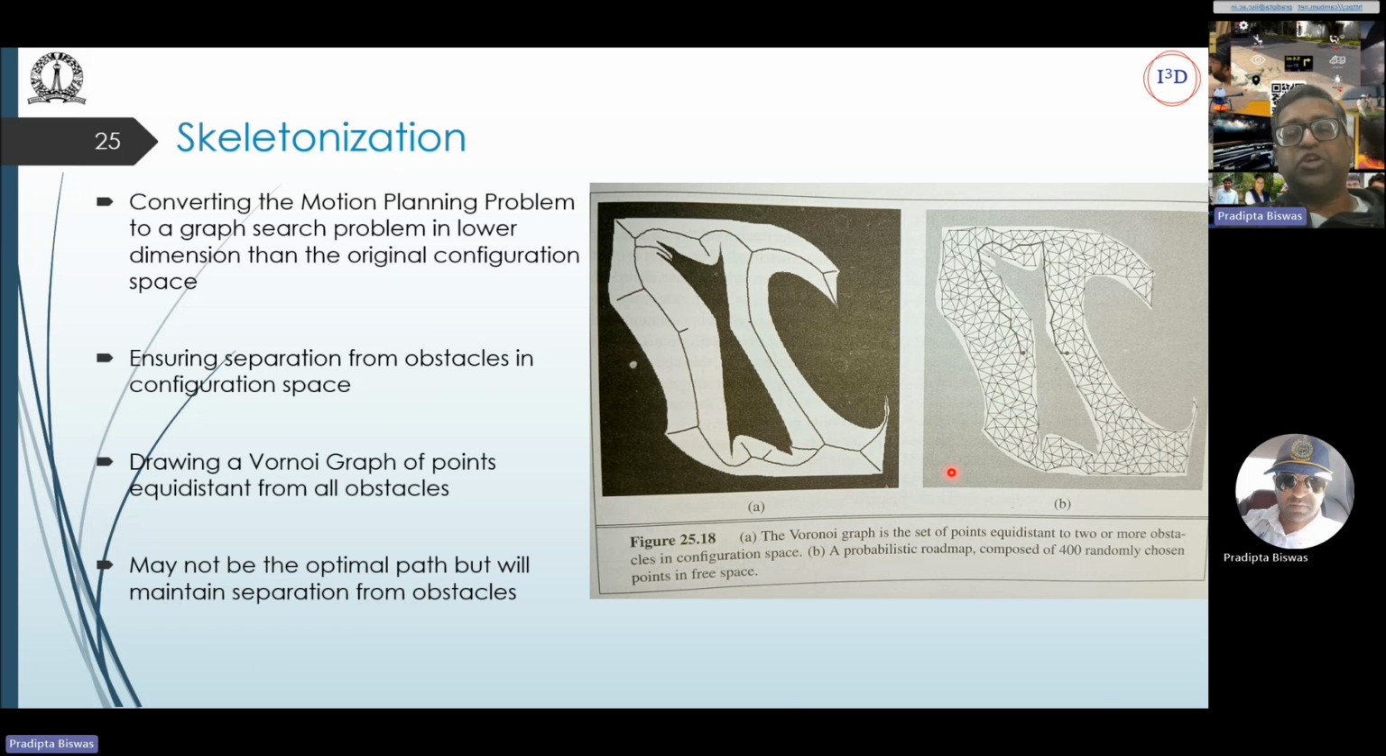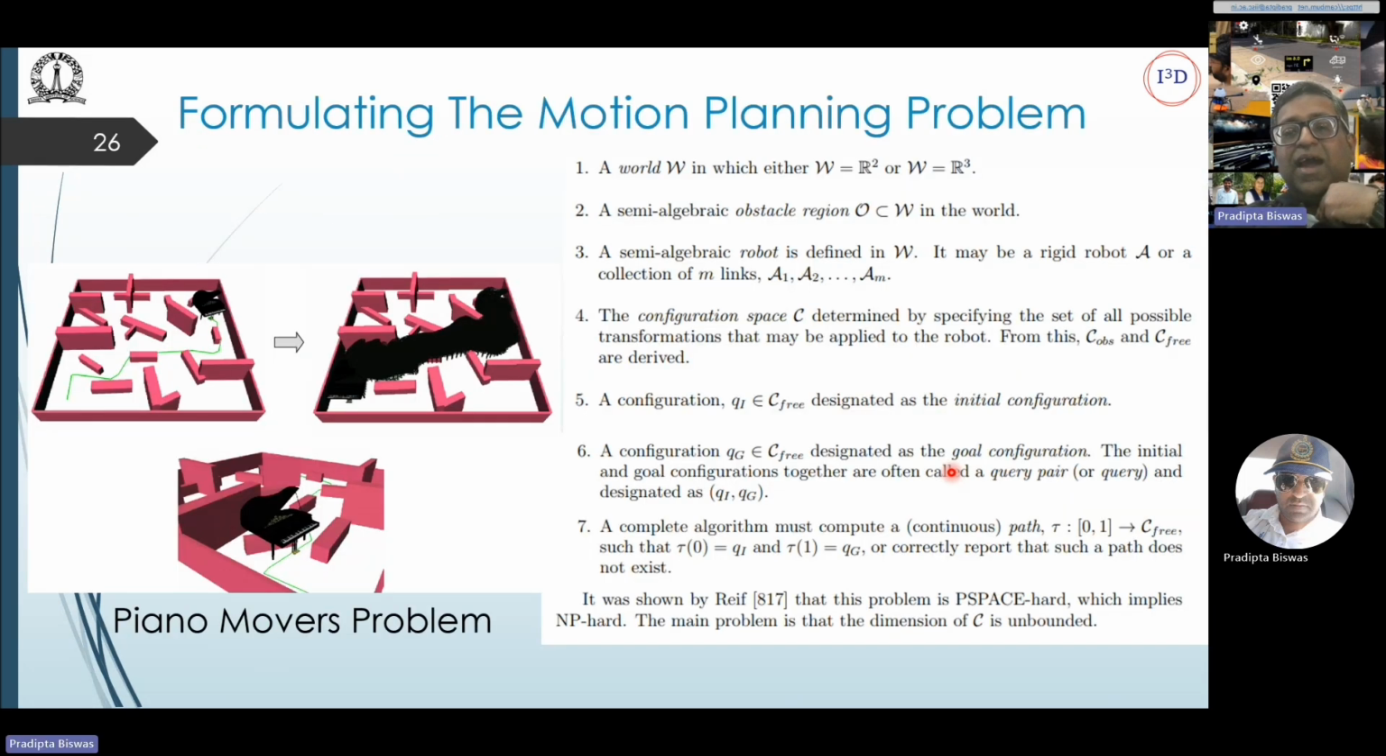Often this motion planning algorithm may require an extra smoothing step to make sure that the output joint angles are easily achievable by the robot. So here, this is the formulation of the motion planning problem. And this is very similar to our old problem, the piano movers problem. The piano movers problem is related to moving this piano through this set of obstacles. And this is the final desired position, say.